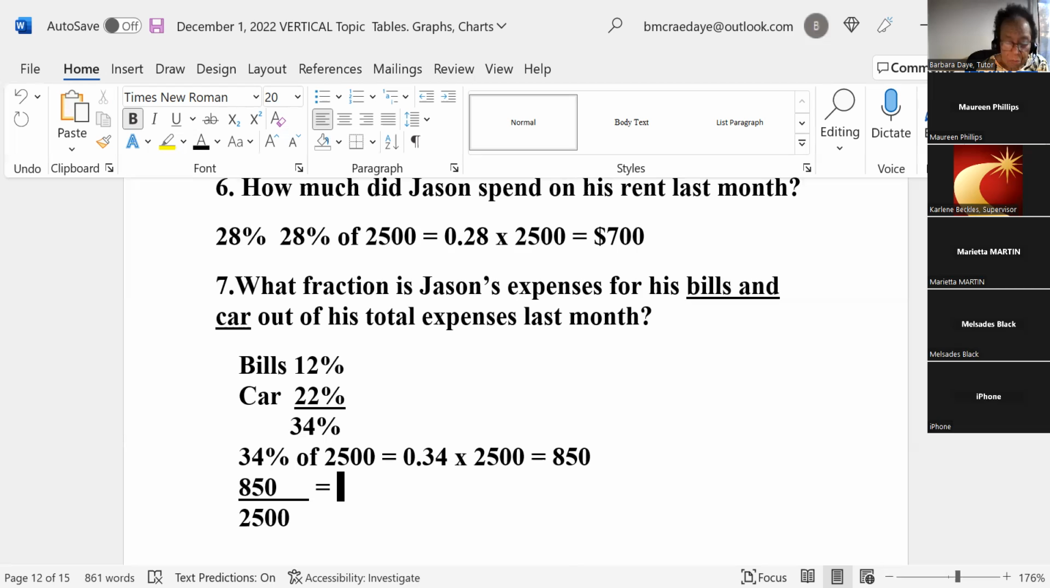Okay, what did you get? I get 0.34. Okay, and that's 34 because we want a fraction, right? Yeah. So that's 34 over 100. Now, what is that 34 over 100 simplified to? What does that simplify to, Marietta? In other words, reduce it to its lowest terms.